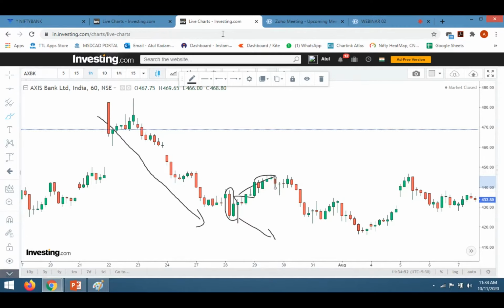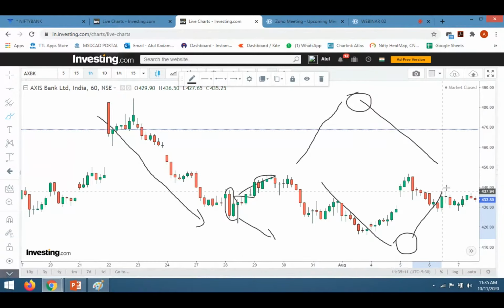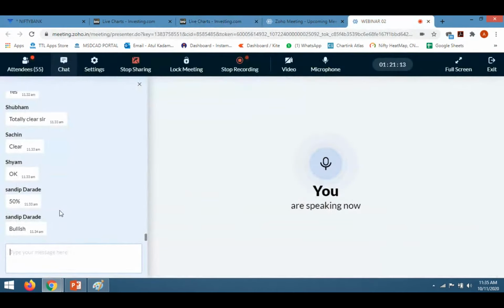So just keep in mind, we want bearish patterns at the top of the trend and bullish patterns at the bottom of the trend. You are in an uptrend, so if you see a bearish pattern here, the market goes down. If you are in a downtrend and you see a bullish pattern here, the market reverses. This is the main benefit of knowing candlesticks. Clear, Sushant? Yes, yes, clear. All other guys clear? Trend is important.